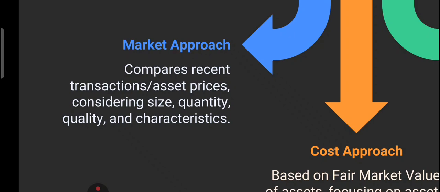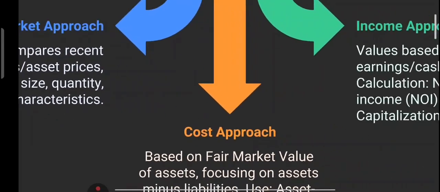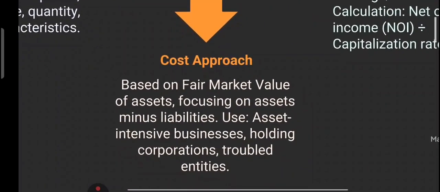This method compares similar assets considering their size, quality and quantity and some key characteristics, right? So it compares recent transactions and asset prices considering size, quantity, quality and some key characteristics. That is called the market approach. The second approach we have is called the cost approach.